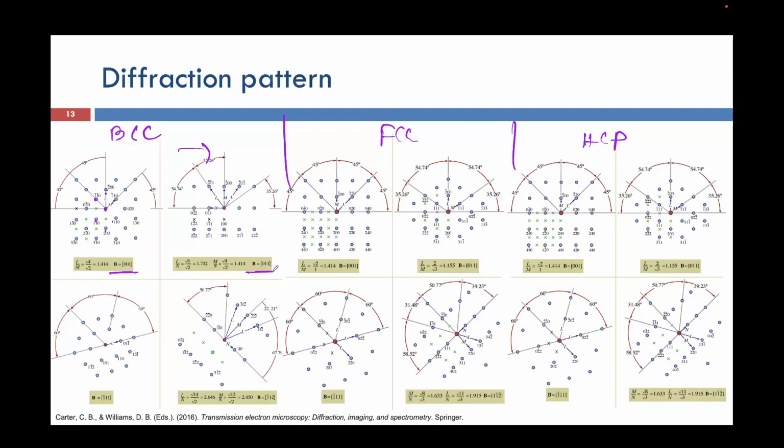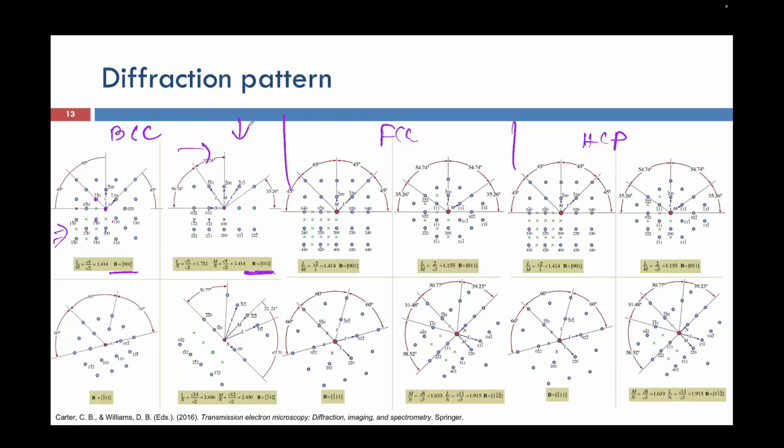Now since the zone axis is changed, HU plus KV plus LW is equal to 0 must be checked again. All those planes which were here earlier might not be able to satisfy that Weiss zone law. So if you are changing your zone axis, then only those planes which satisfy the Weiss zone law will appear as diffraction spots.